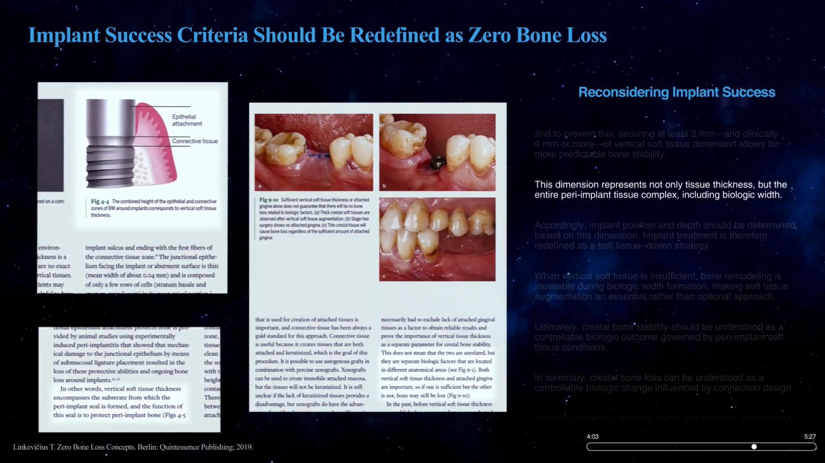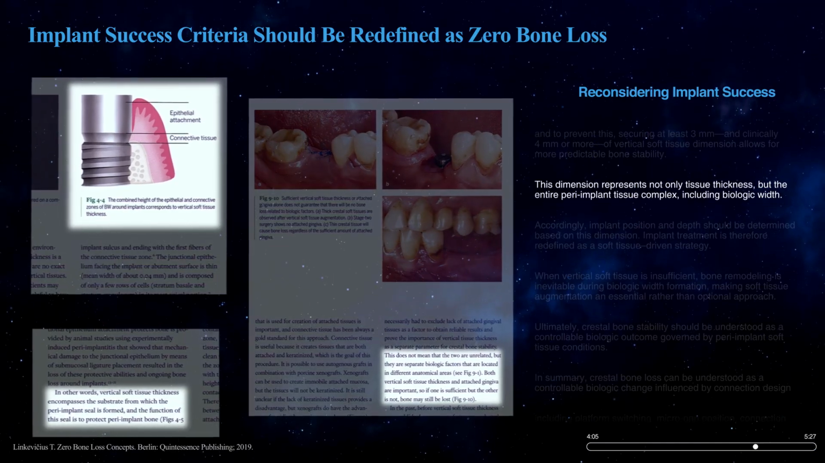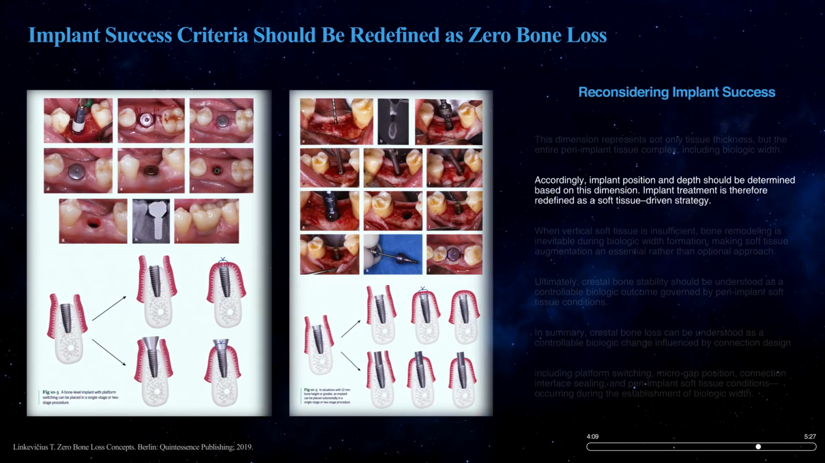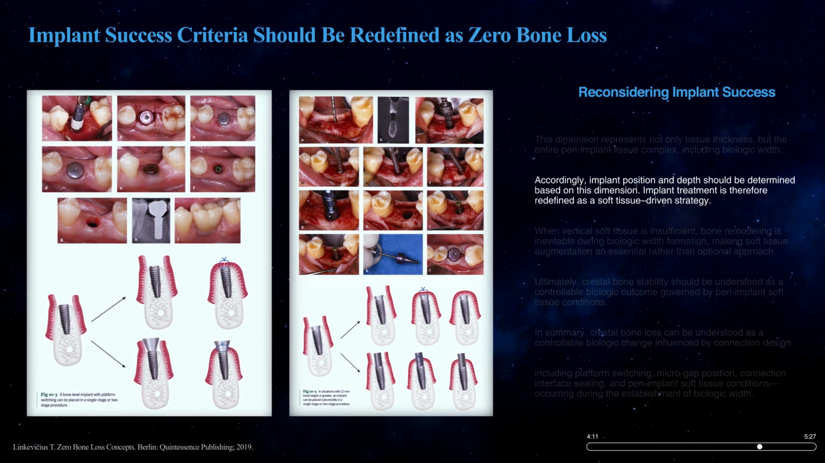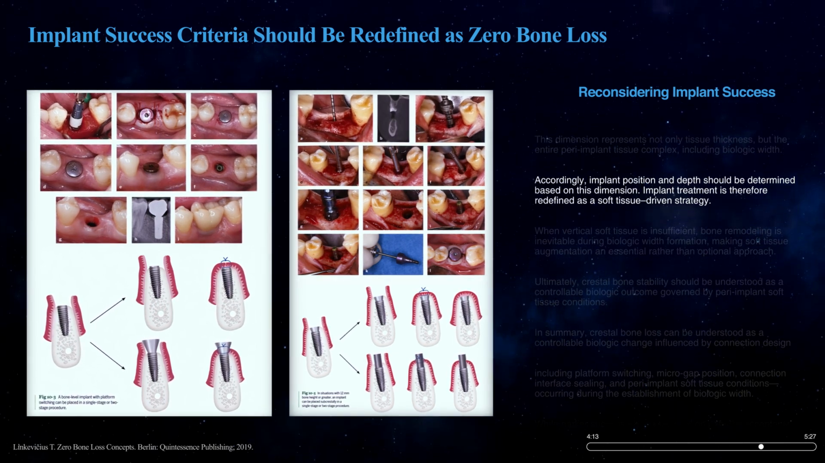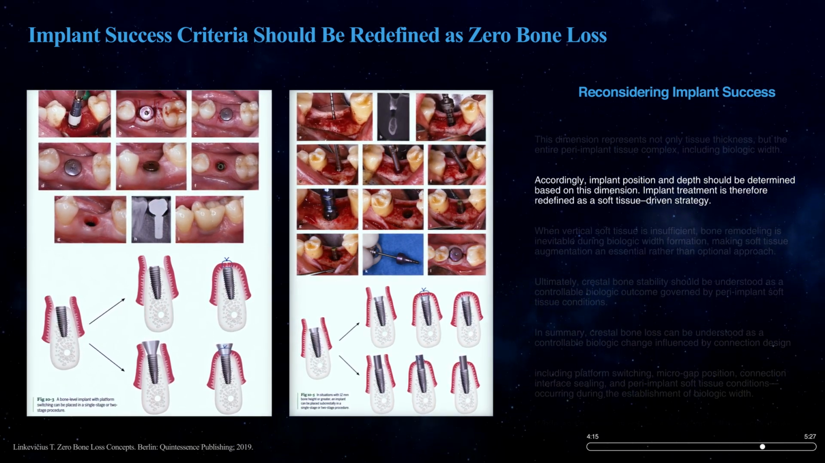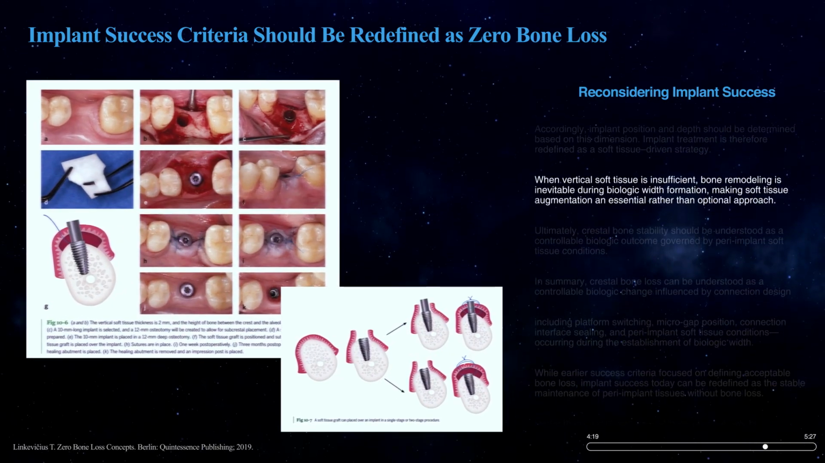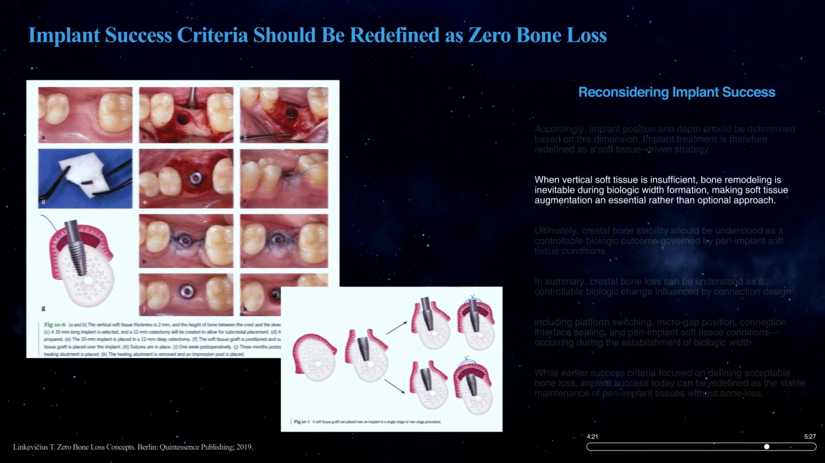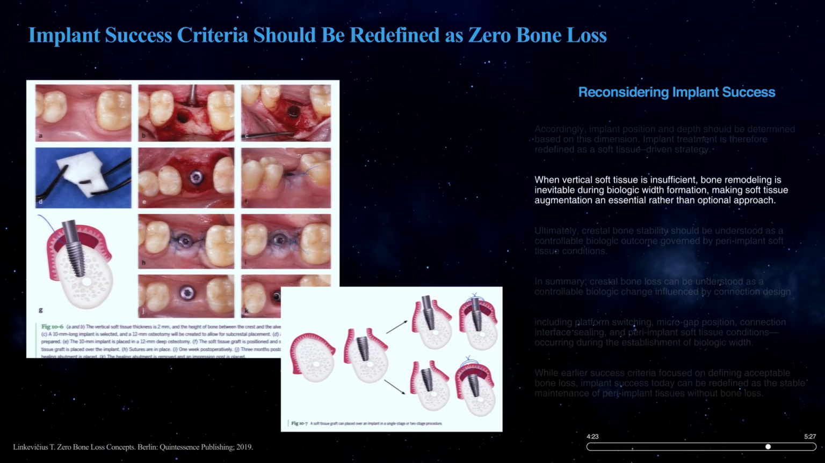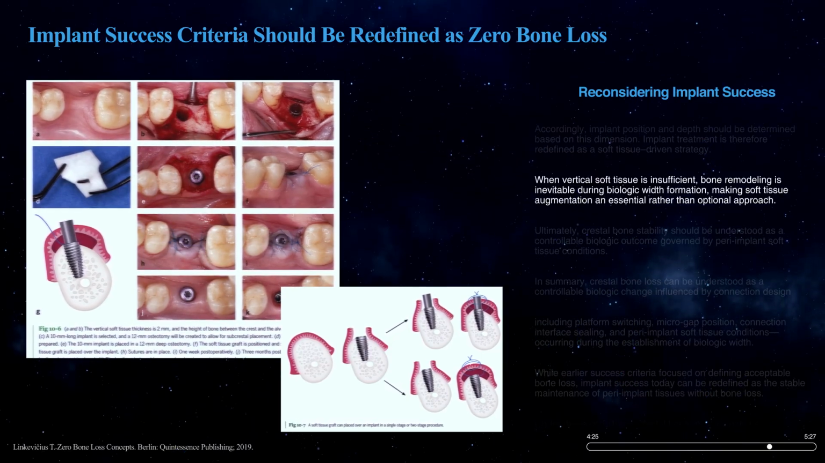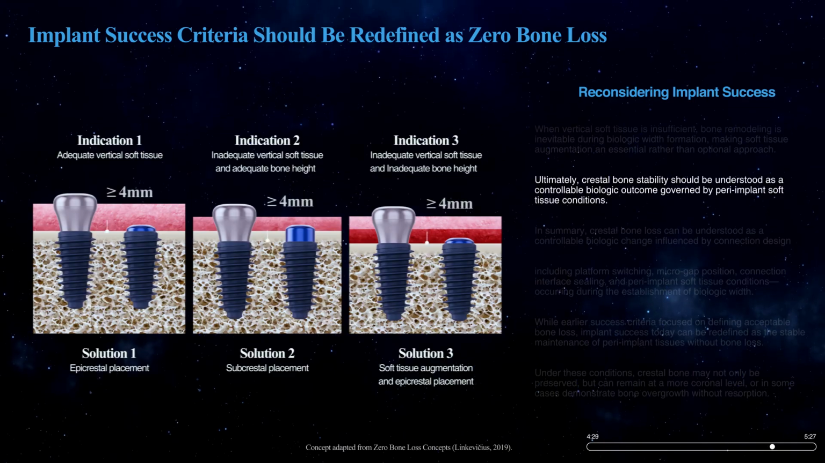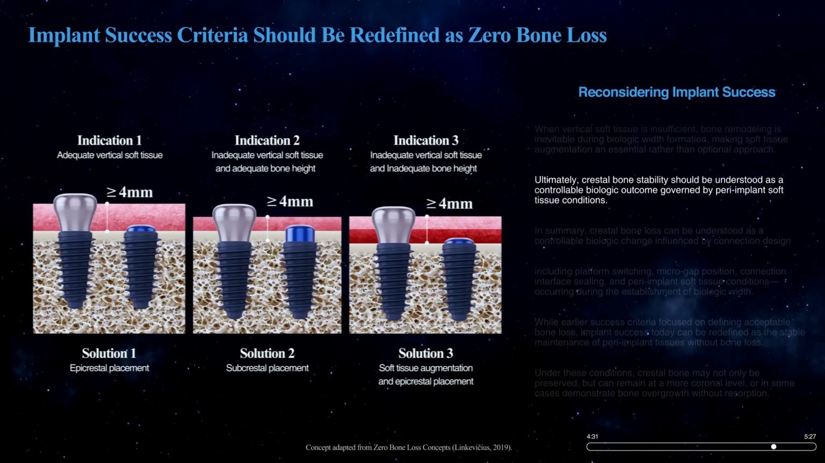This dimension represents not only tissue thickness, but the entire peri-implant tissue complex, including biologic width. Accordingly, implant position and depth should be determined based on this dimension. Implant treatment is therefore redefined as a soft tissue-driven strategy. When vertical soft tissue is insufficient, bone remodeling is inevitable during biologic width formation, making soft tissue augmentation an essential rather than optional approach. Ultimately, crestal bone stability should be understood as a controllable biologic outcome, governed by peri-implant soft tissue conditions.